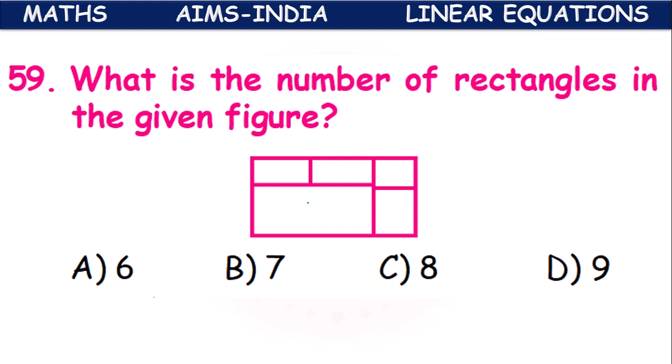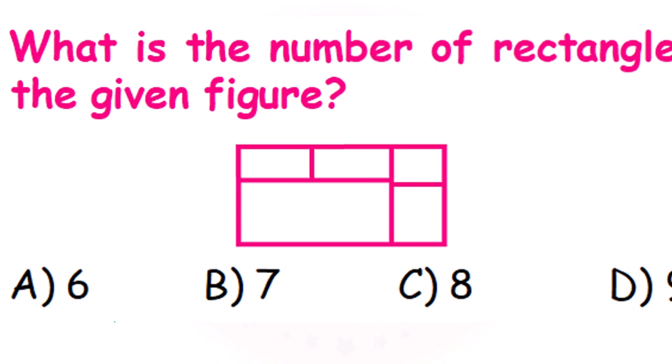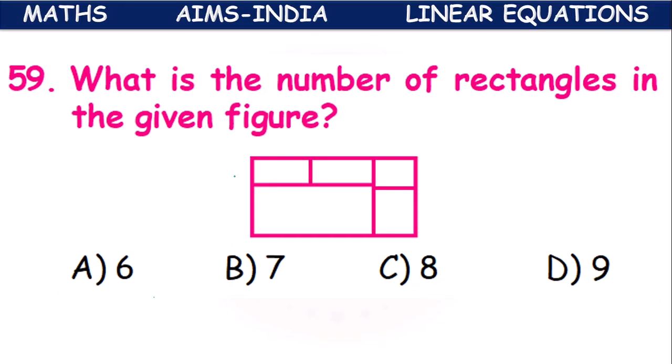Next, children. So what is the number of rectangles in the given figure? Number of rectangles. 1, 2, 3, 4, 5, children. Individual 5. After 5, they are asking about rectangles. This will be a rectangle.